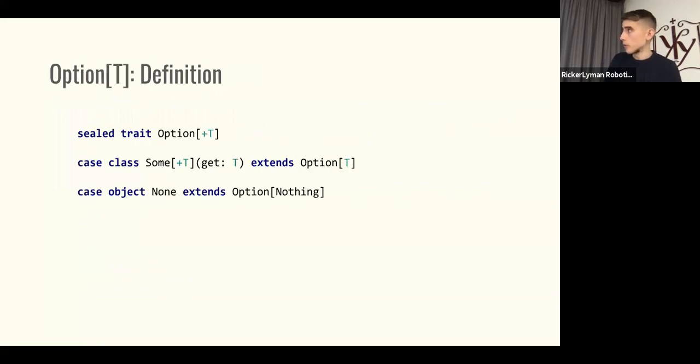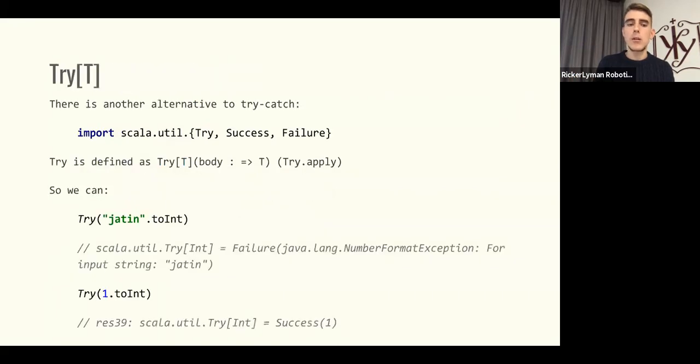So this is the definition of option data type. We have a sealed trait, and sealed means, as you might remember, that we can use it safely in the pattern match, and compiler will tell you if you didn't match some of the cases. And there are two cases, Some and None. Very similar to list, as you might see. But in the case of list, we have a series, a sequence of values inside. And Nothing type is used here as well.